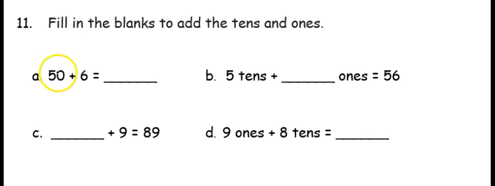The first problem says we have 50, or 5 groups of 10. 50 plus 6 would give us 56. That means 5 tens plus 6 ones. 5 tens is 50, 6 more would be 56.